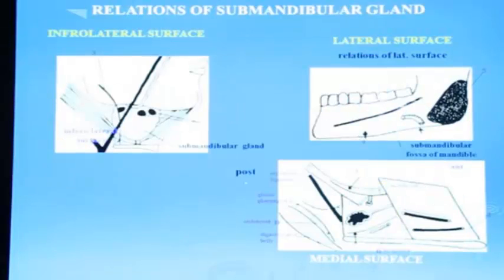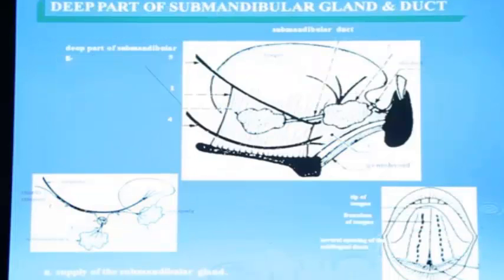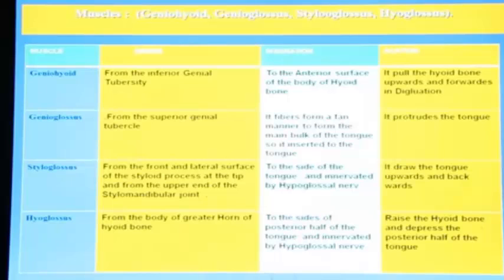Relation of the submandibular gland: it has a medial relation, an anterolateral surface, and a medial surface. The muscles related to the tongue are genioglossus, geniohyoid, styloglossus, and hyoglossus. Geniohyoid: origin, insertion, and action.